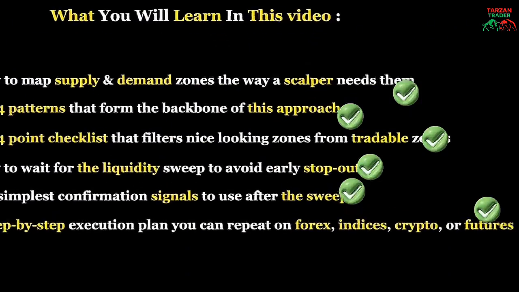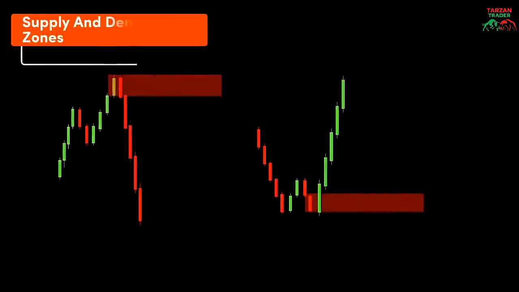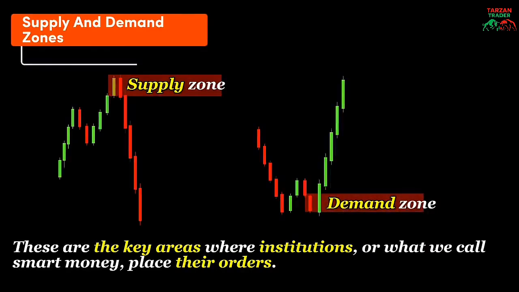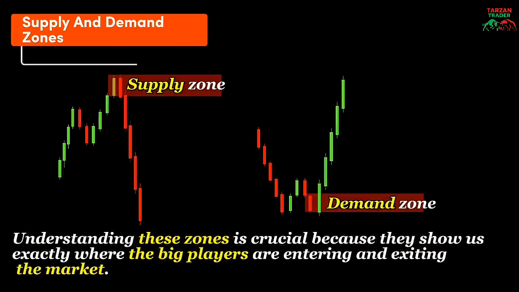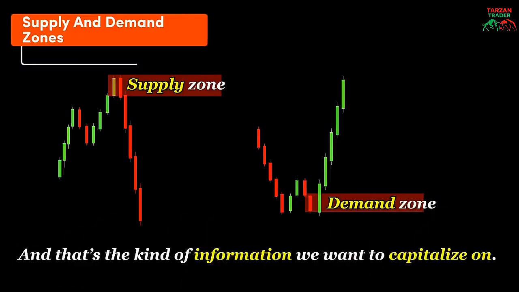Let's get started. Alright, let's dive into the foundation of this strategy, supply and demand zones. These are the key areas where institutions, or what we call smart money, place their orders. Understanding these zones is crucial because they show us exactly where the big players are entering and exiting the market, and that's the kind of information we want to capitalize on.